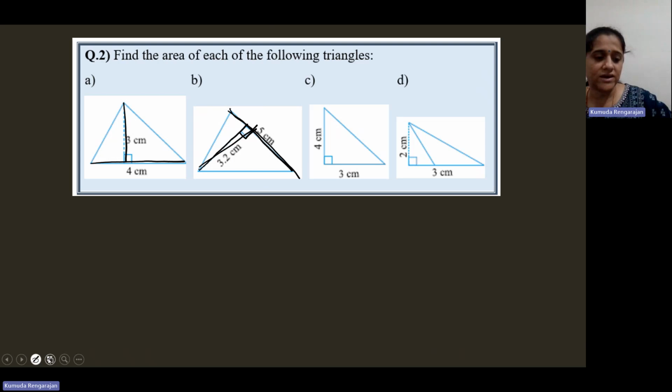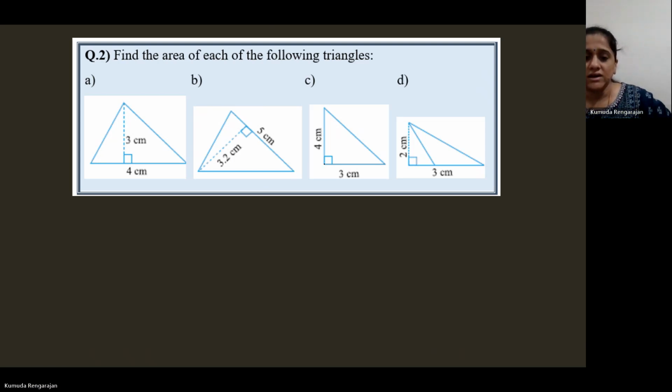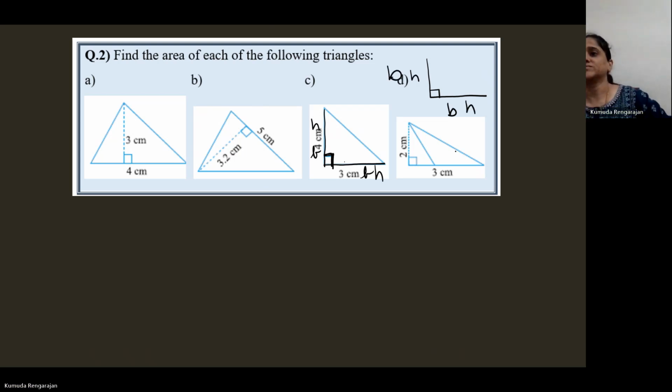Now in this triangle, this is a right triangle. So in a right triangle, if you take this as the base, this is the corresponding altitude because these two sides make 90 degrees, right? The angle between these two sides is 90 degrees. So if you take this as the base, this is the altitude. If you take this as the base, this is the altitude because those two sides are at right angles to each other. If you take this side as the base, then this is the altitude.